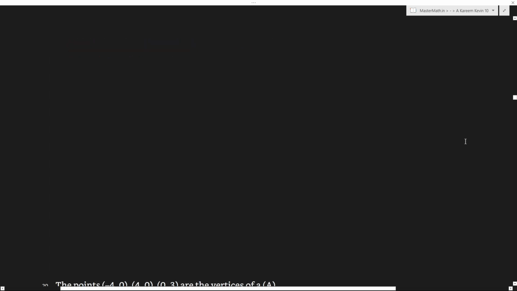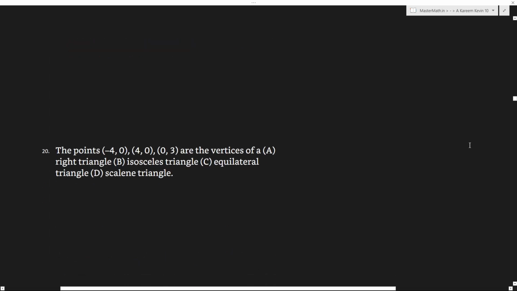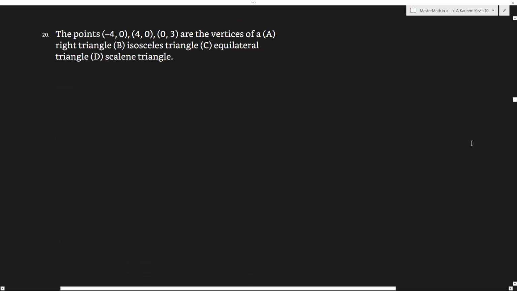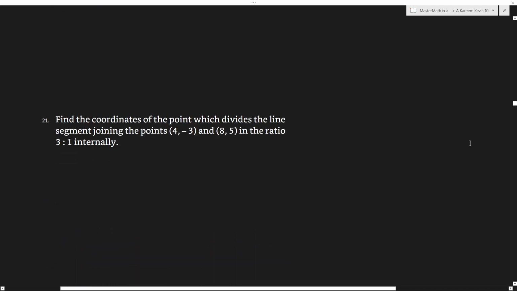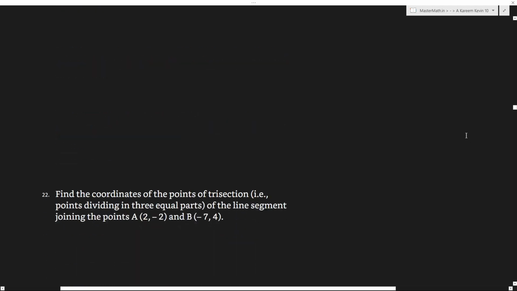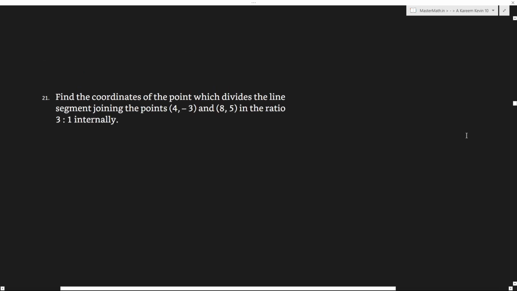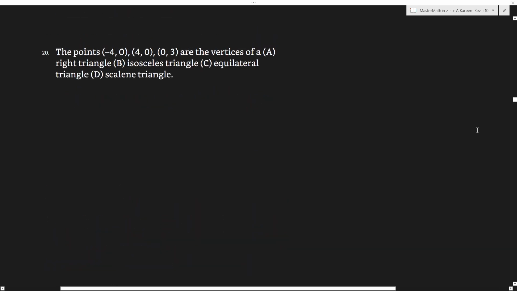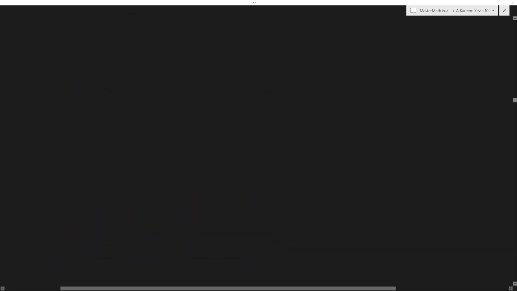Perimeter of a triangle you could find. Equilateral triangle, isosceles triangle. You try these questions yourself. I will start with the section formula, which is the second formula. So first is the distance formula, second is the section formula. Any doubts till now regarding the distance formula?